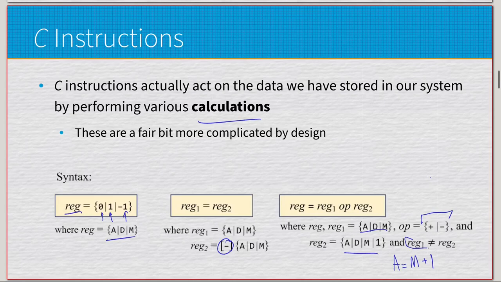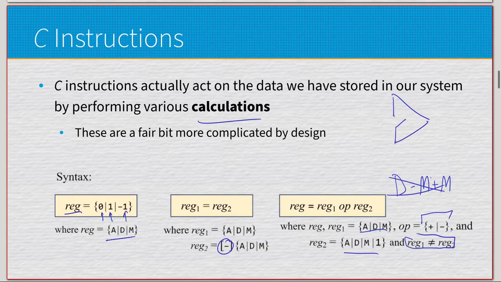Now, keep in mind, register 1 cannot equal register 2. So you could not do something along the lines of, say, D equals M plus M. The reason you cannot do this is because there is a restriction in hardware of the ALU. You recall, it takes in some value X and some value Y and gives you some output. Now, you'll learn when we start piecing all this together that the inputs to the ALU are the D register and either the A or the M register. You could not do something like the D register and the D register input. You have to have D and A or D and M. That is why this restriction exists.